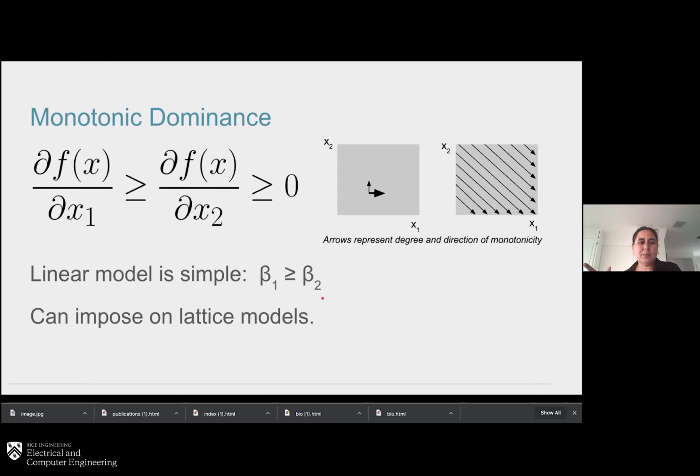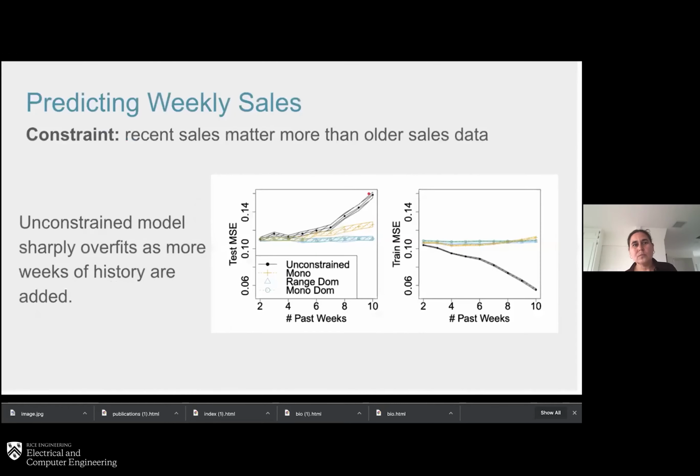But in nonlinear models like lattices, we can still impose this by imposing the right relationships on those lookup table parameters. And similarly here, if you're in this x1, x2 feature space, if you take a step in this direction, you want the function to change more than if you take a step in that direction. That's all this is saying. And you want that to be true everywhere in this space. So here's an example of that.